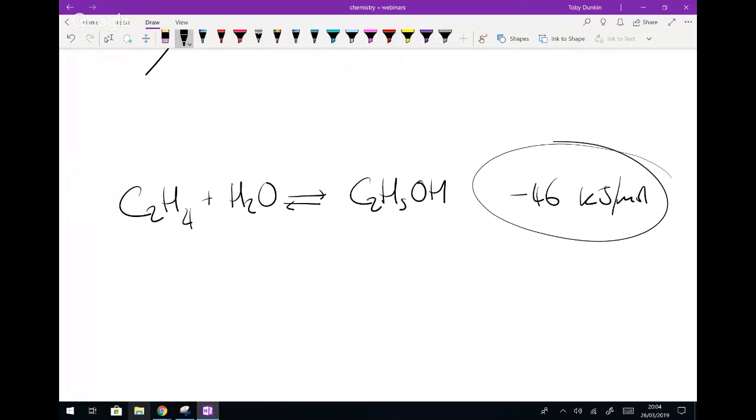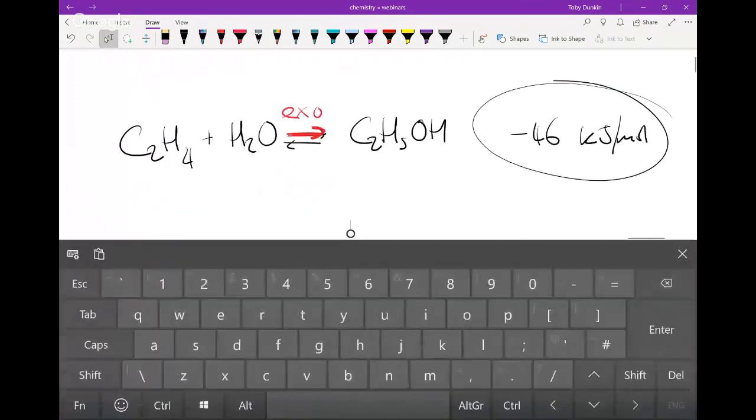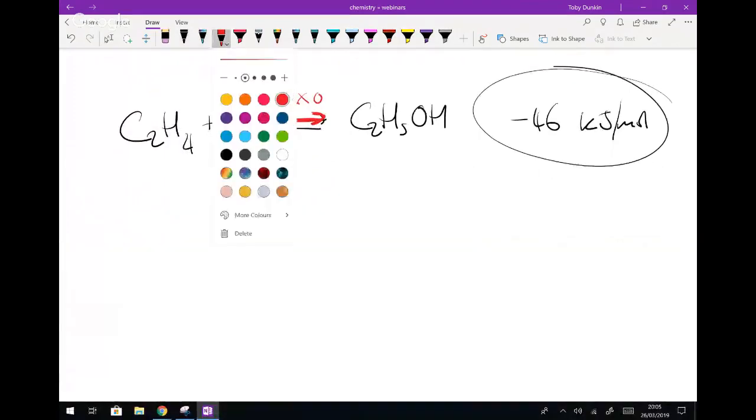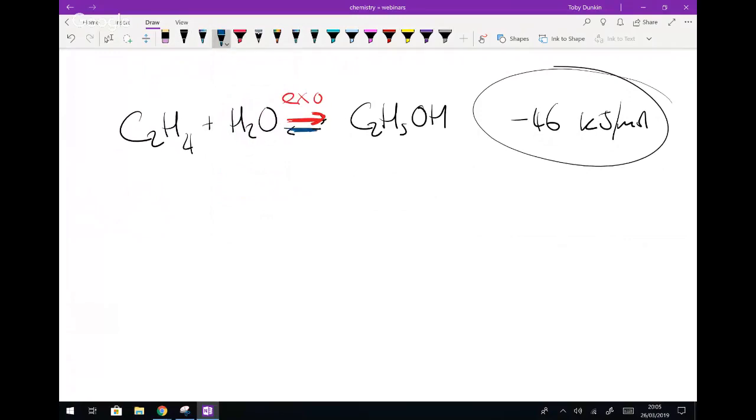First person to give me an answer. Well done, Donna. It's in what direction, Donna? In what direction? Well done, Donna. Spot on. Forward reaction is exothermic. I'm going to do that as an arrow. The forward reaction is exo, and therefore the backward reaction is endothermic. So that's endo. So what do I want?